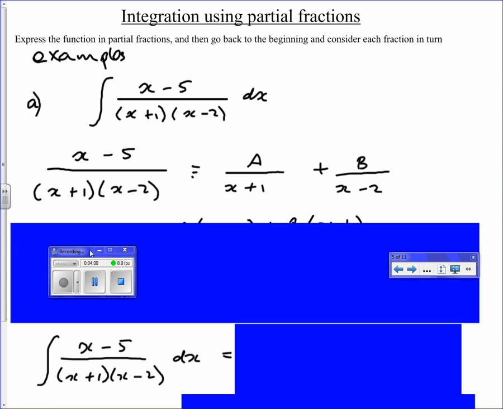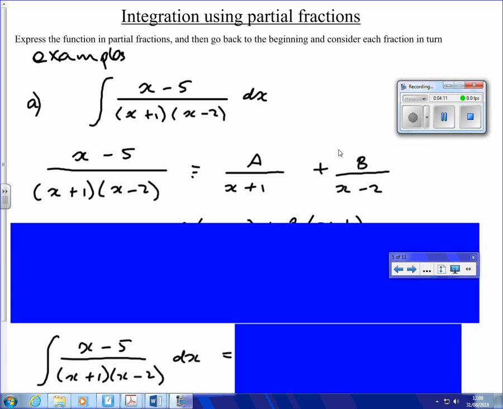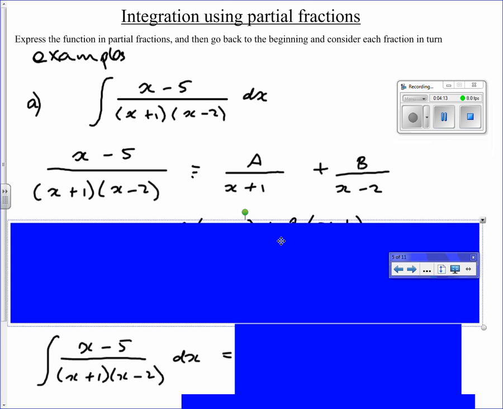The next type is integrating using partial fractions. For this, you express your function in partial fractions and then go back to the beginning and consider each fraction in turn.